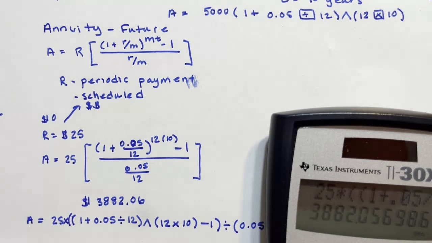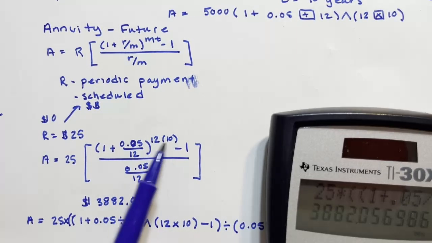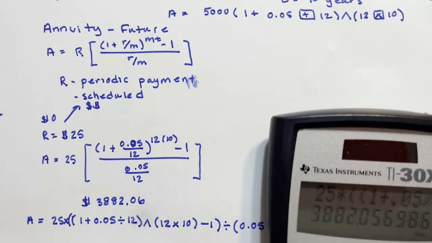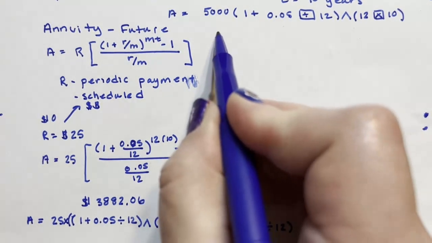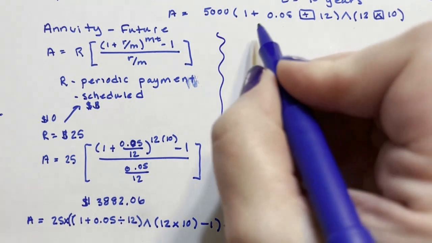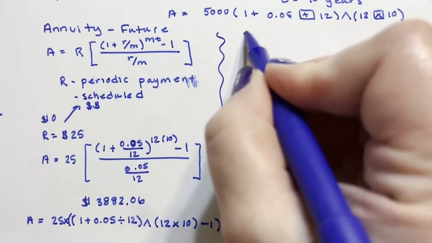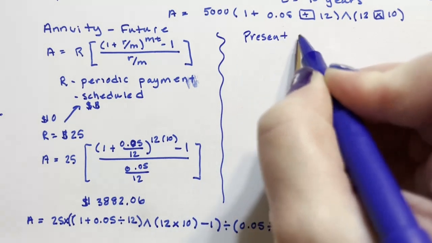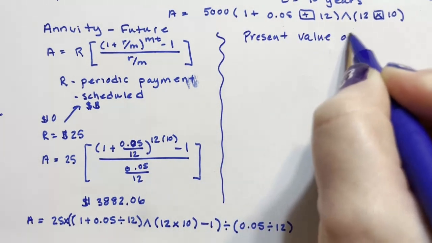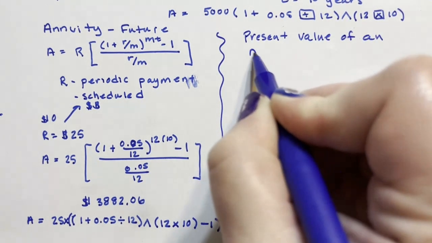The Casio, it was a little easier if we didn't get the right answer to see what was going on, but we can do it. We just need to be more conscientious of the parentheses: numerator parenthesis, close parenthesis, caret, exponent parenthesis. Don't do the parentheses like this, do the parentheses like this. Okay, so the last annuity we have is the present value of an annuity.